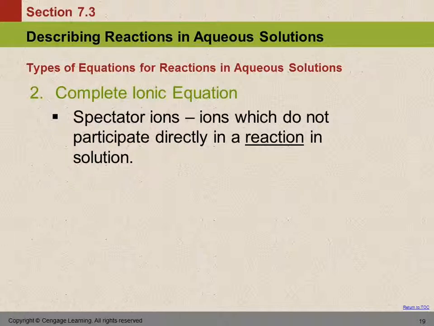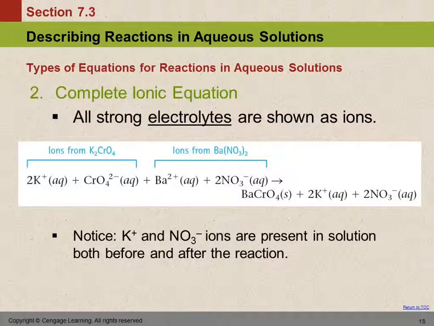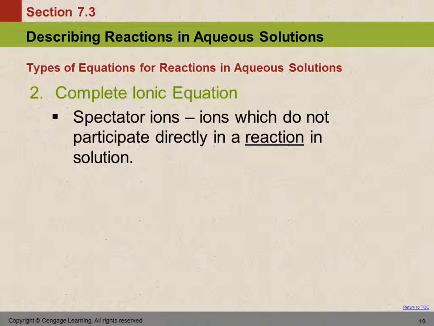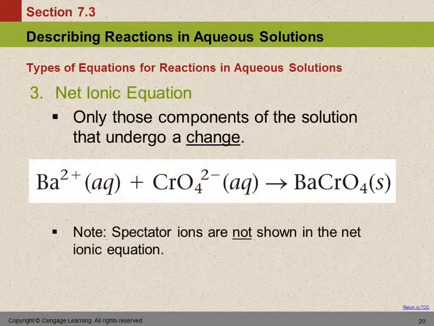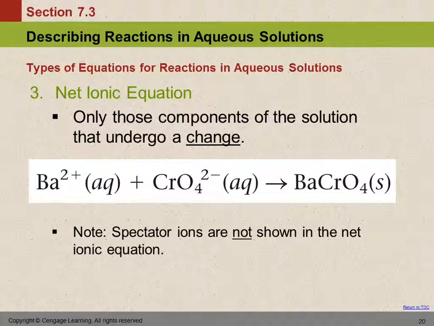So in this equation here, chromate and barium are doing something. Potassium and nitrate are just watching, and so we call them spectator ions. Nothing happens to them. So those are spectator ions. They don't participate directly in the reaction. So then we also have a net ionic equation.